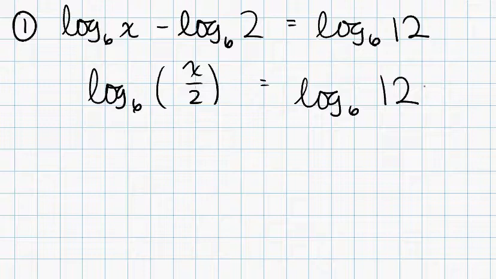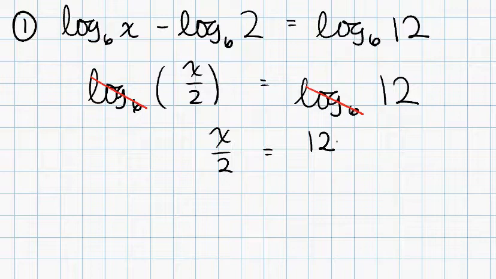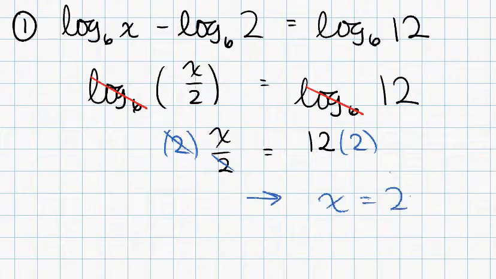And now, just like when we were solving exponential equations quite a while ago, the things that had the same base, in this case the logarithms that had the same base, cancel. So both the log base 6's go away. And we are left with the fraction x over 2 equals 12. You know how to solve for that x. To get rid of it divided by 2, you multiply by 2. So x equals 24.